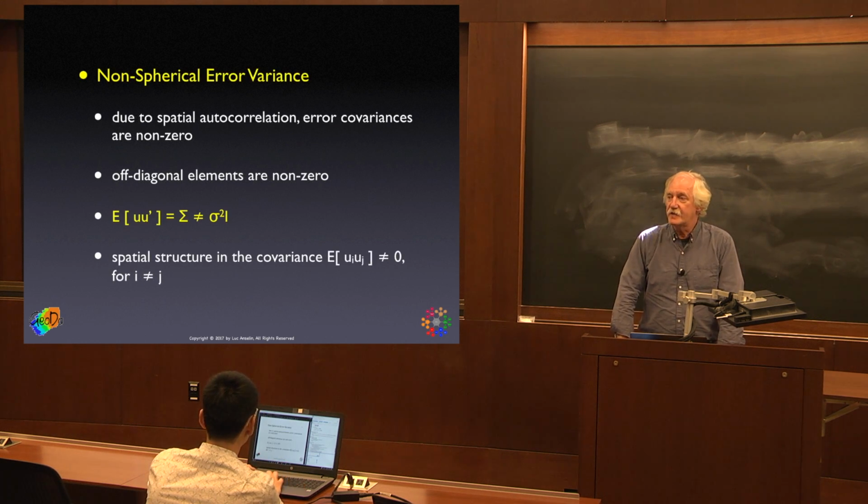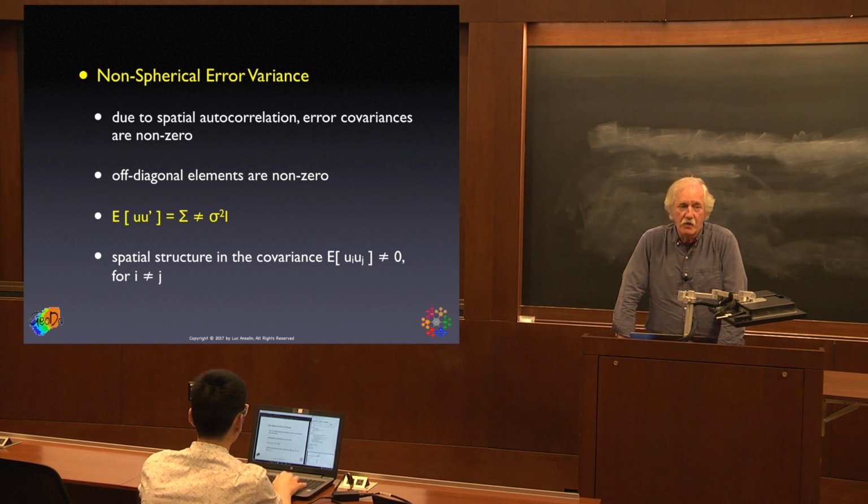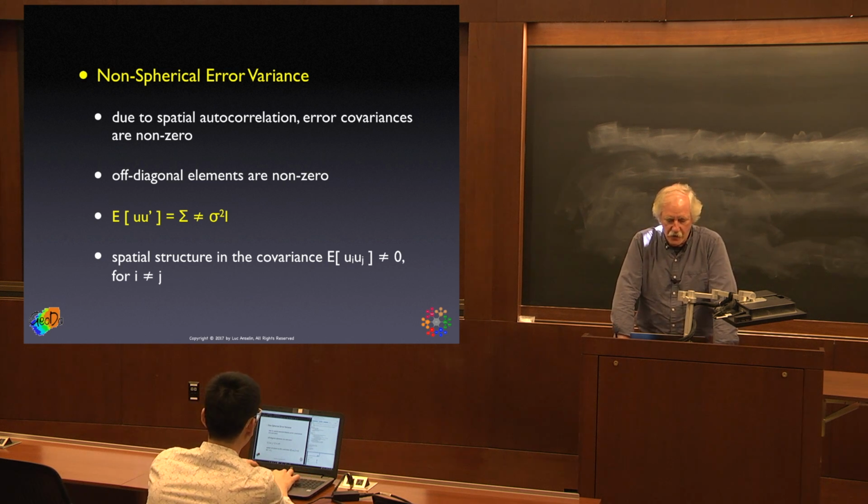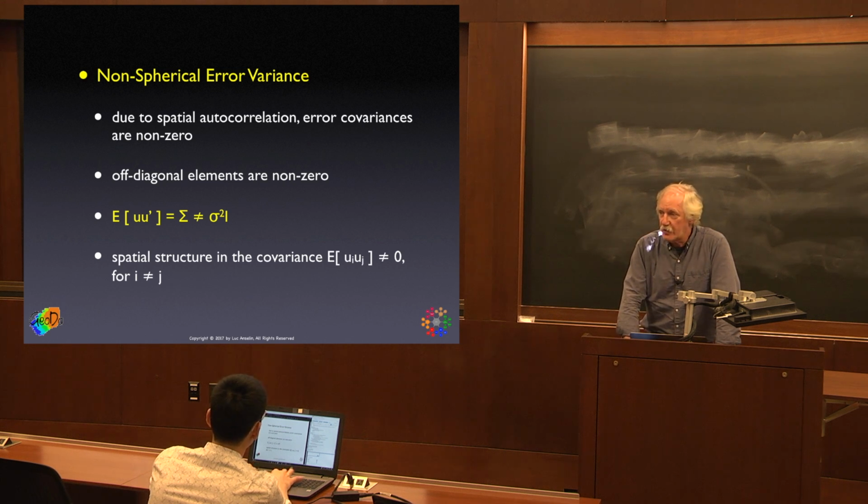So the bottom line is that we have just a special case of what is called in econometrics a non-spherical error variance covariance matrix. That means that the off-diagonal elements are non-zero. We saw that in our discussion of covariance, spatial covariance last week. It's exactly the same thing. So how do we model this covariance?